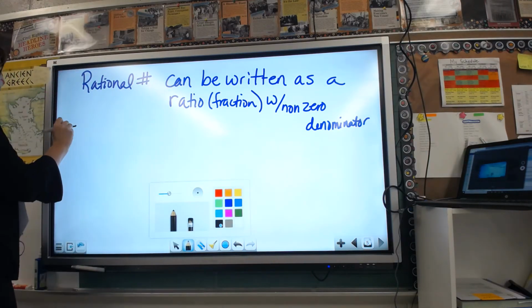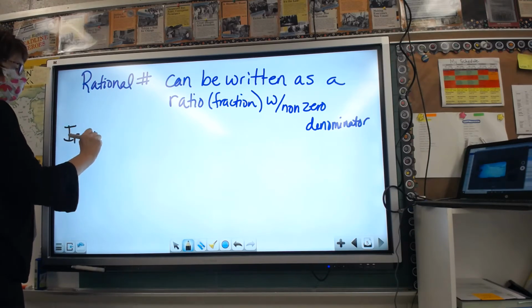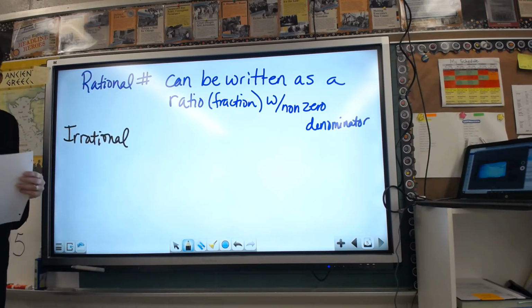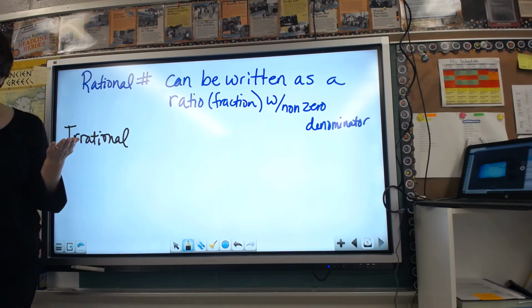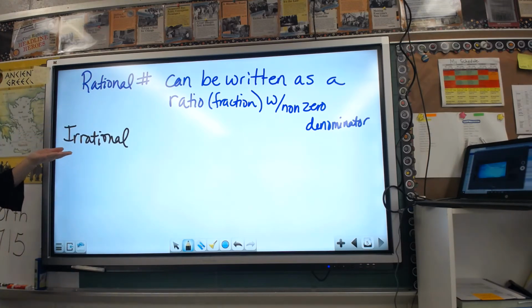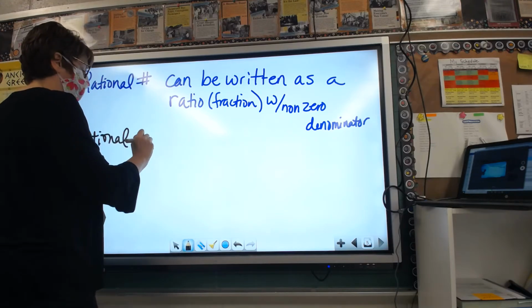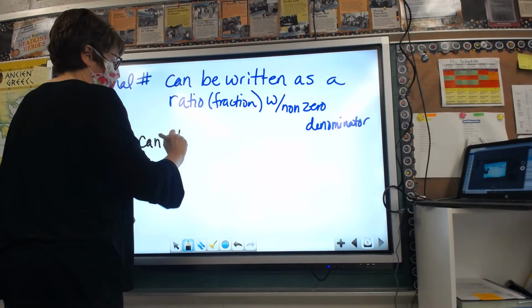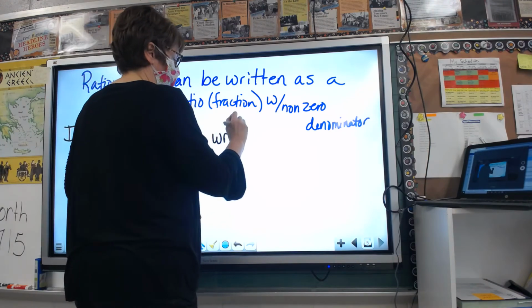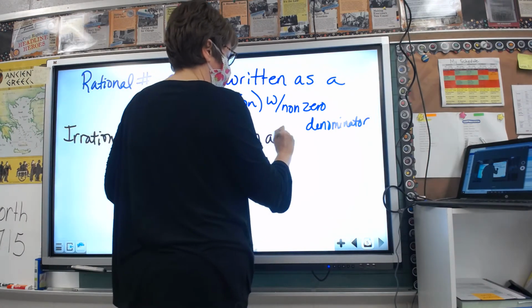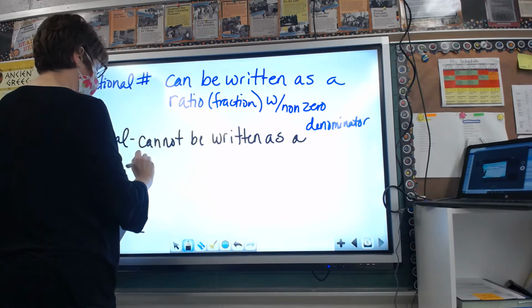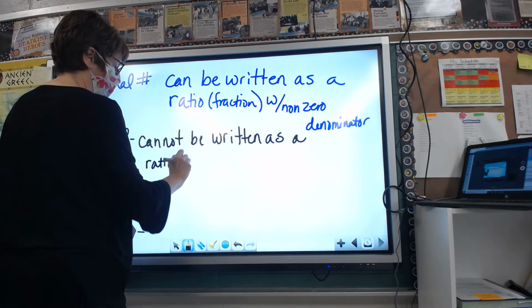I'll switch colors here. If we were in Mr. Leonard's class and we put a prefix in front of this, what does this mean now? Cannot be written as a fraction. Meaning opposite, irrational. I can't write it as a fraction. So that's what I wrote. Cannot be written as a ratio or a fraction. So we're going to write cannot be written as a ratio, or in parentheses, I'm going to put fraction.